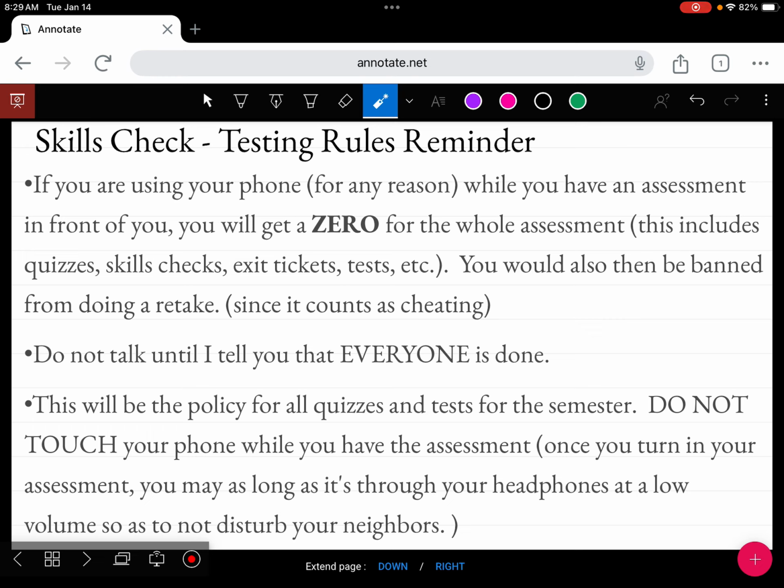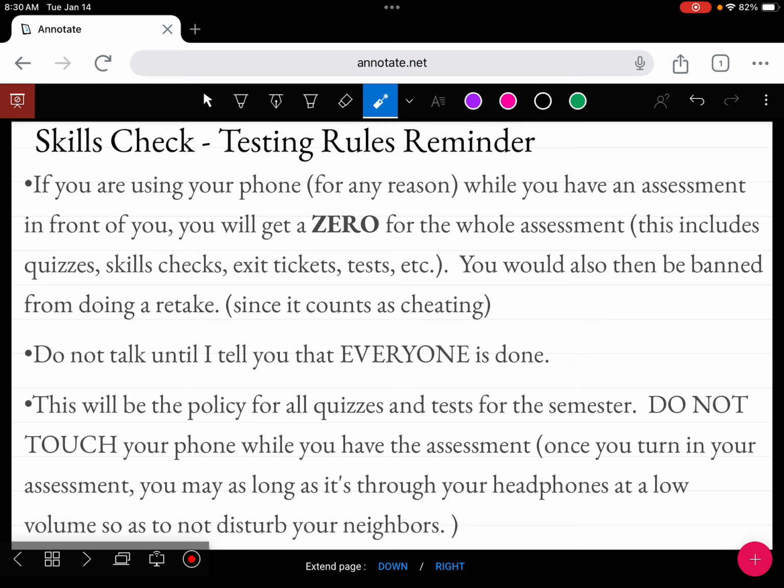Because I've had some people be genuinely surprised about these. I don't know why. They should have been the same for the whole time you've been in school. If you're using your phone while you have an assessment of any kind in front of you, be it quiz, test, skills check, exit ticket, any of that, you get a 0. Don't mess with your phone. Even if it's just, oh, I'm listening to my music, I don't hear you on your phone. If you can't get through the test without messing with your playlist, pick a better playlist. Don't mess with your phone.